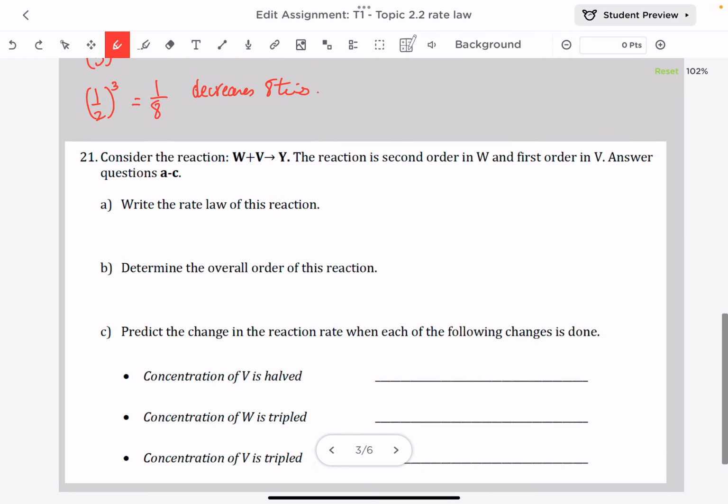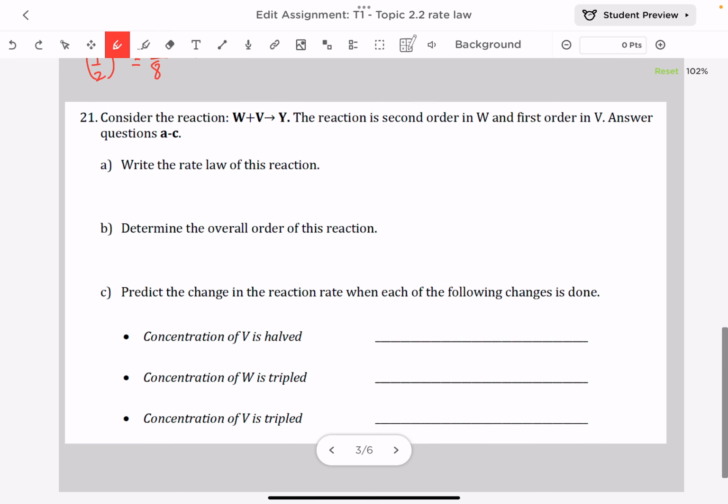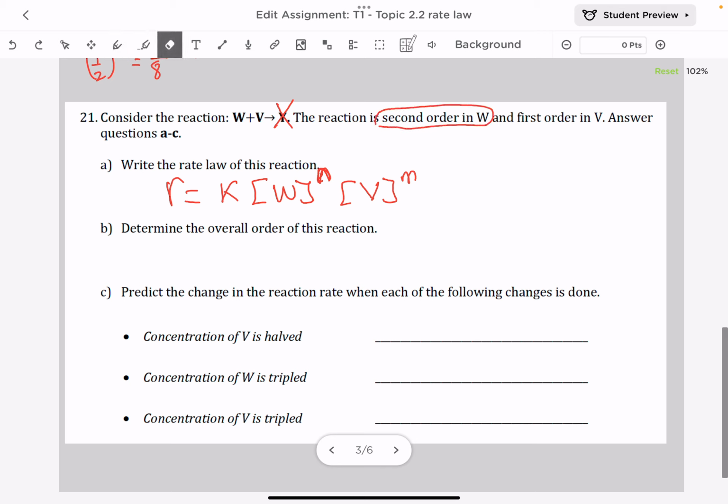Now here's another question. Consider the reaction W plus V gives Y. Write the rate law of this reaction. Of course, Y is out. It's going to be rate equals K, W to a certain order n and V to a certain order m. Now it's second order in W, and first order in V. So here's the final rate law formula. Now determine the overall order. 2 plus 1 equals 3. This is third order overall.